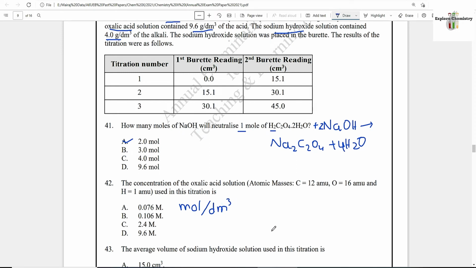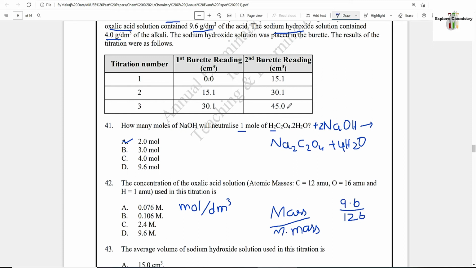That formula is: number of moles equals mass over molar mass. Mass is given. You will divide this mass by the molar mass, and you will get the number of moles. Mass of oxalic acid is 9.6 and molar mass of oxalic acid is 126.